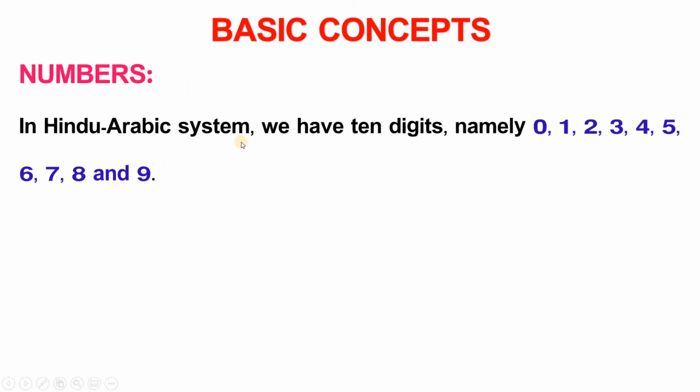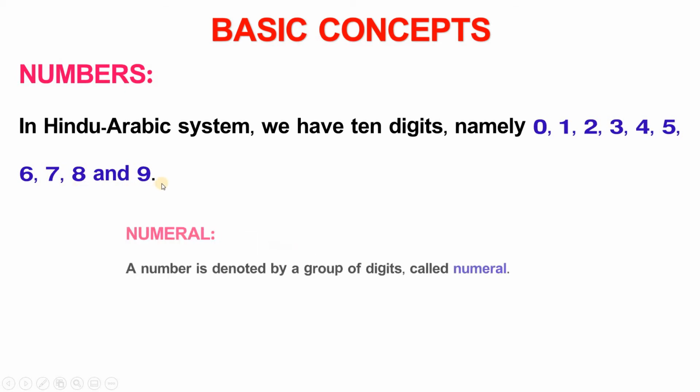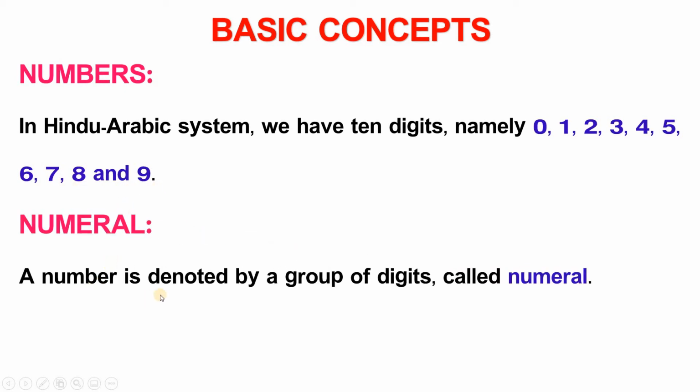Numbers. In Hindu-Arabic system, we have 10 digits, namely 0, 1, 2, 3, 4, 5, 6, 7, 8 and 9. Next, numeral. A number is denoted by a group of digits called numeral. For example, if you want to write a number 62, we'll use the digits 6 and 2. Then the combination of two digits is 62. That means we can say the combination of digits is called a numeral.